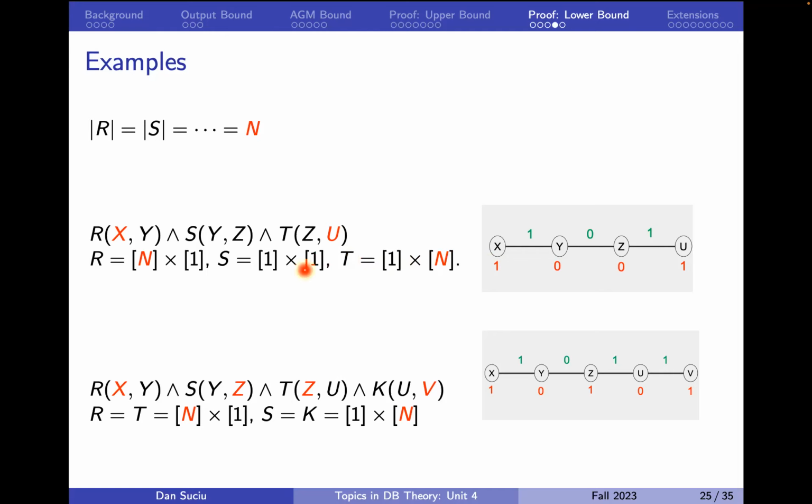Can you construct a database where all 3 have size n, and still the size is whatever it needs to be, n squared? How do you do this? Just put into S some junk tuples, whatever you want to put there, and increase it to size n.